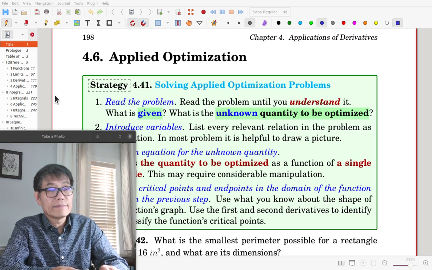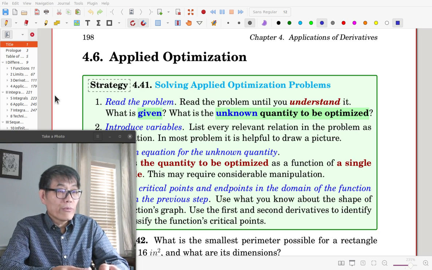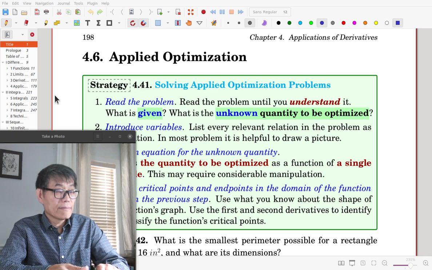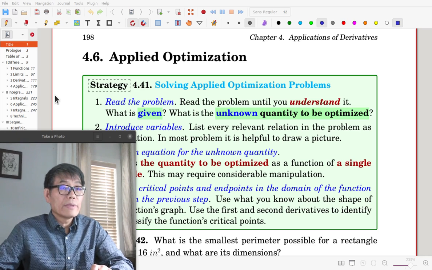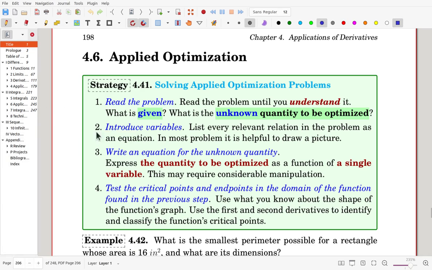For example, for rectangular regions, the perimeter is given, then you may try to optimize the area of the rectangle. For these problems, the most important thing is you have to understand the problem. What is given, what is the unknown quantity to be optimized?